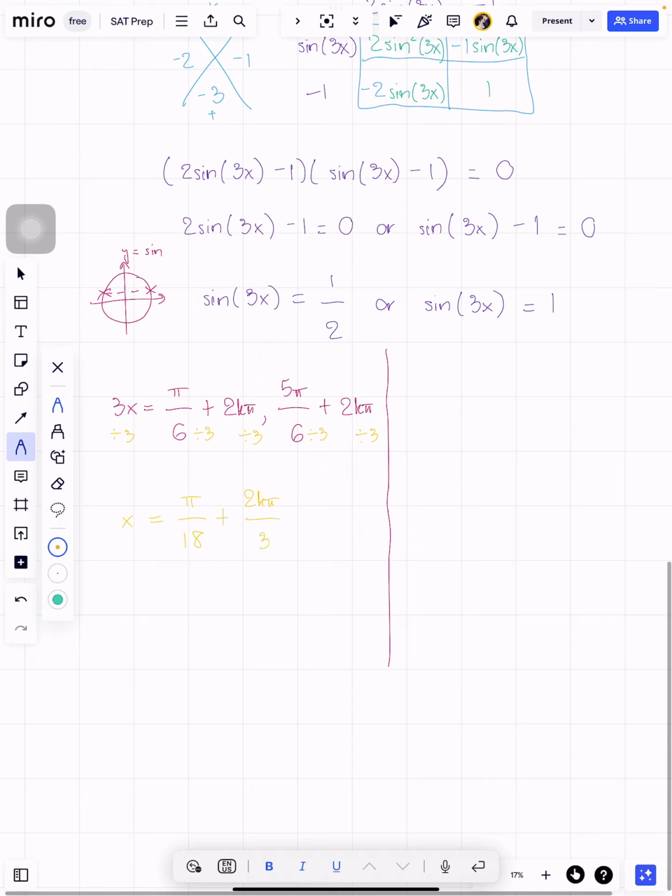And fast forward, you can do this one in the calculator. 5 over 6 divided by 3, I'm having 5 pi divided by 18. And this is 2k pi divided by 3. And let me move this one to the side. Well, actually, let me just erase it. How about that? Oh, convenient.